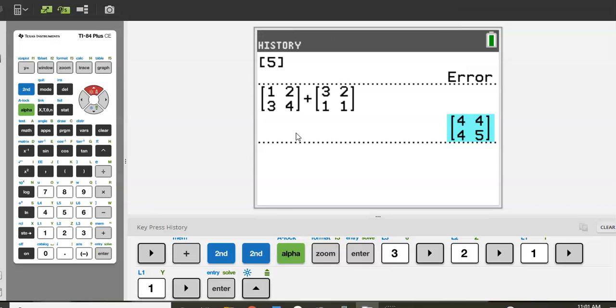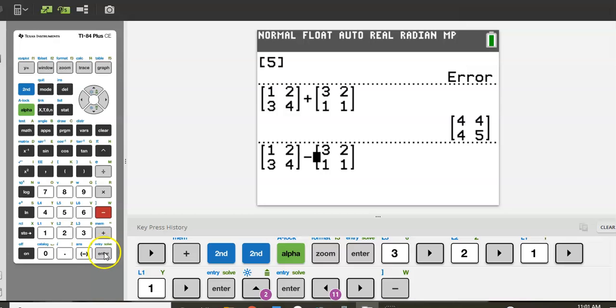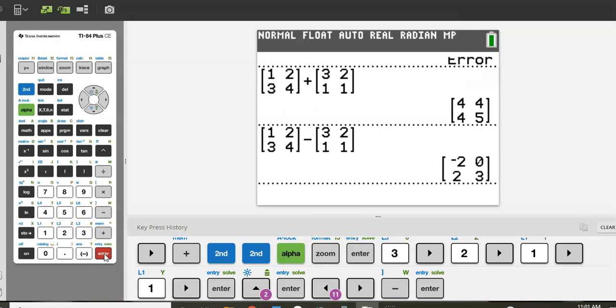On my calculator I'm going to go back up and grab my original matrix, but I'm going to switch the sign, Michaela. I'm going to switch that plus to a minus. Now when we hit enter, we see that it did the math for us. 1 minus 3 is negative 2. 2 minus 2 is 0. 3 minus 1 is 2. And 4 minus 1 is 3. So addition and subtraction are very, very easy. The only thing we have to make sure of is that the two matrices have the same dimensions.